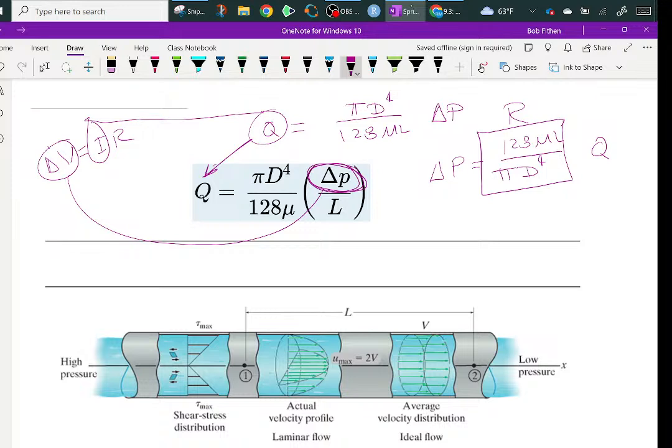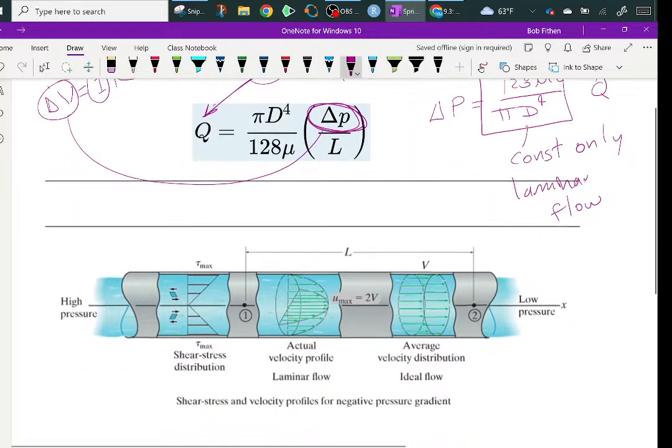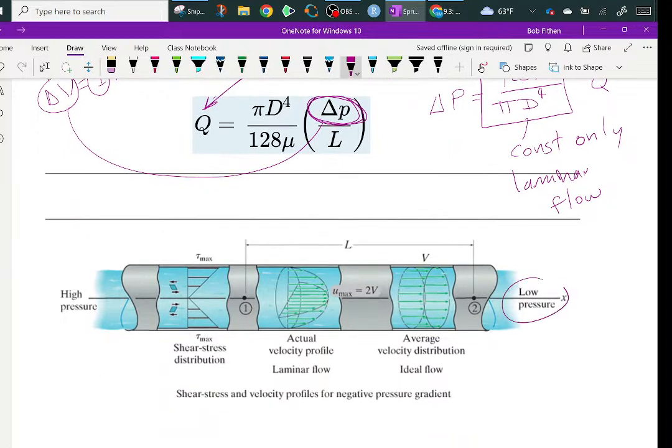And so, believe it or not, you can treat pipes this way. However, this is a constant only for laminar flow. For turbulent flow, it's no longer a constant, which comes up later. So here's the thing, you have a low pressure and a high pressure. This basically drives the fluid from left to right.